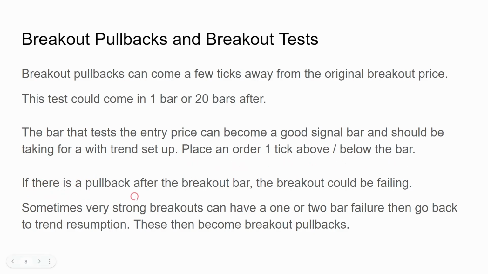If there is a pullback after the breakout bar, the breakout could be failing. Sometimes very strong breakouts can have 1 or 2 bar failures, then go back to trend resumption. These then become breakout pullbacks.